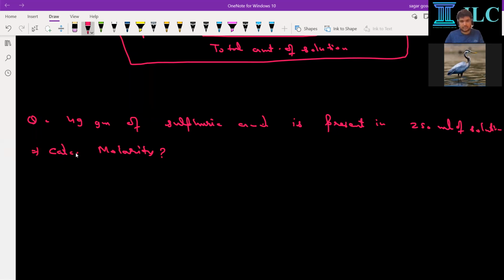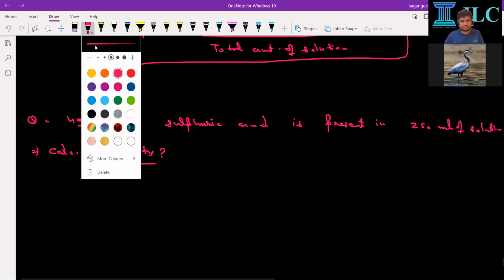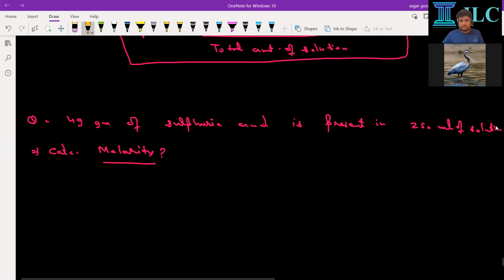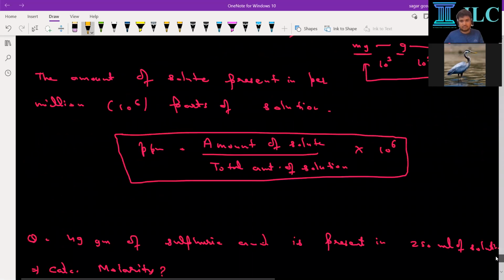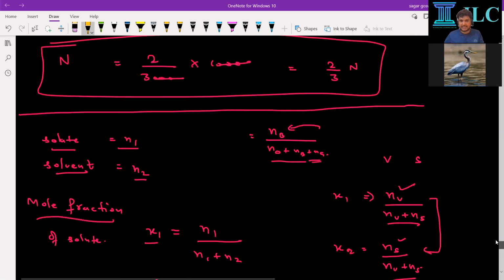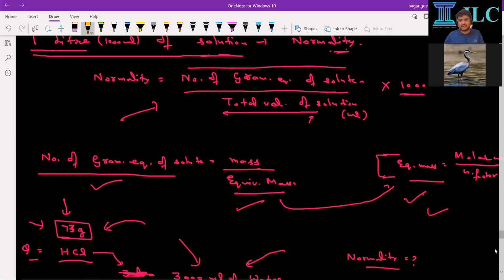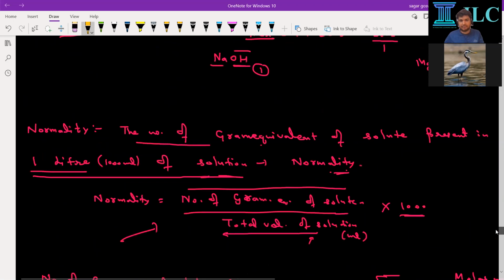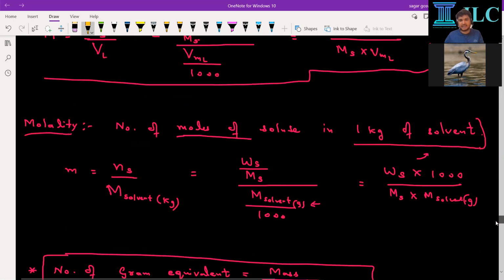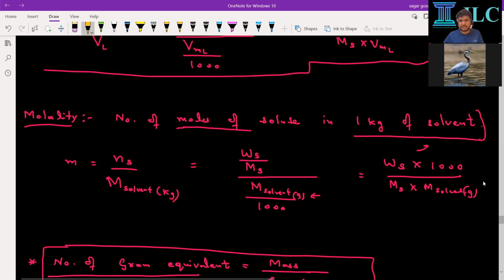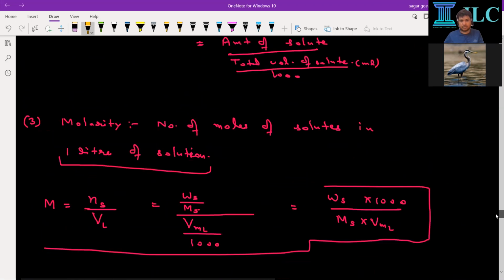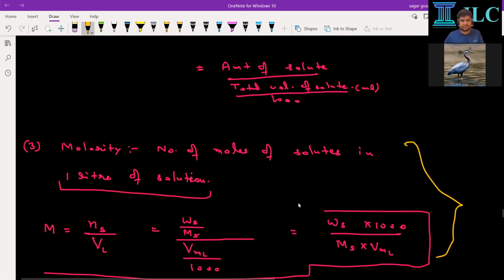Molarity or molality? Molarity. It's number of moles of solute over volume. So the number of moles of solute present in 1 liter of volume, right? If it is per kg of solvent, it is the molality. I'm just showing you the molarity. Can you see that? So this is the formula of molarity. Now just tell me.